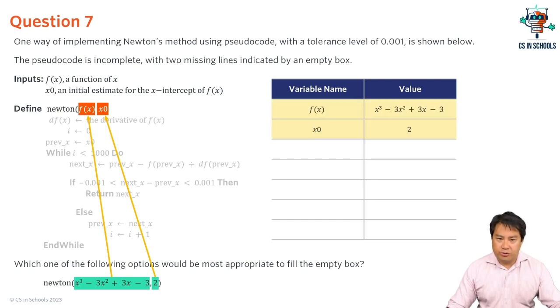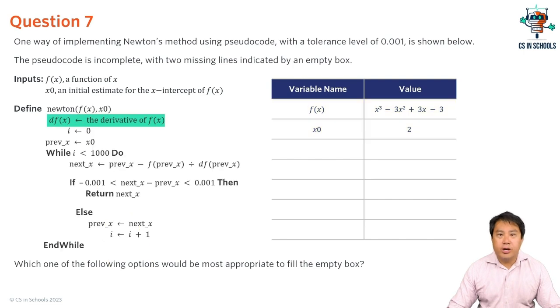So as usual, the parameters get set up as variables in the trace table. Their values get populated there on the right-hand side, and then we are ready to commence our step through of the algorithm. So the first line is asking us to find out the derivative of f of x.